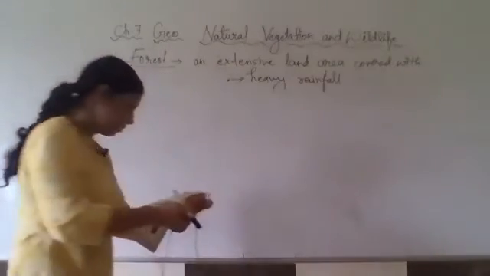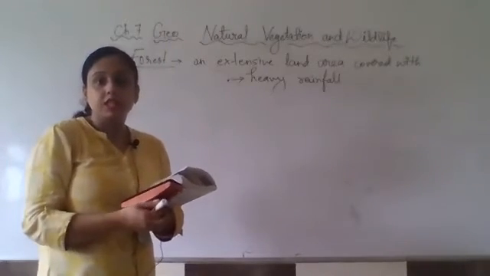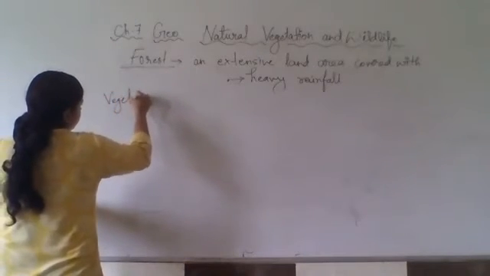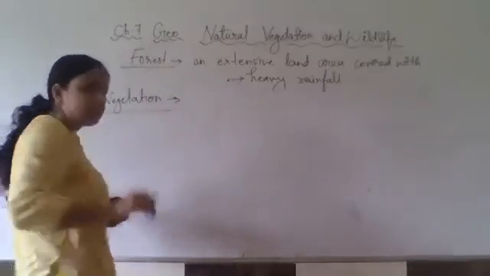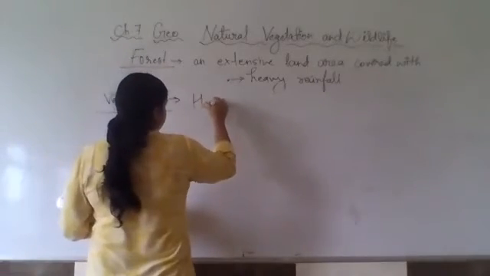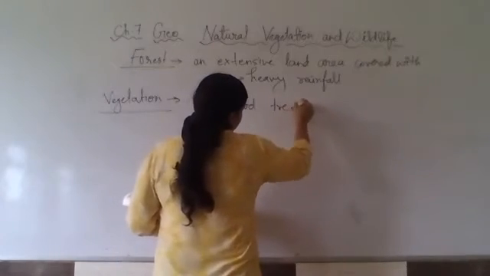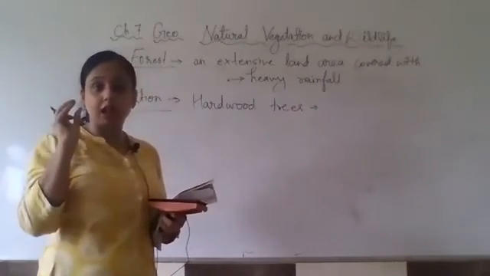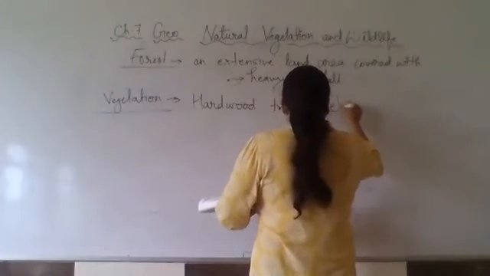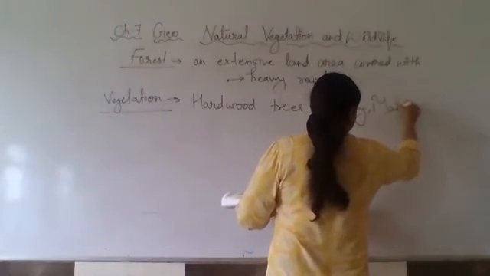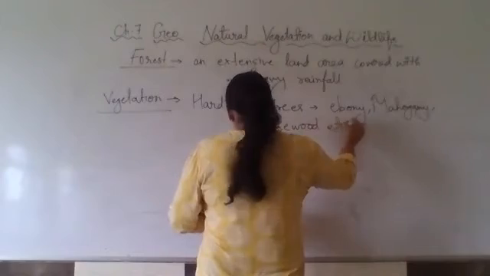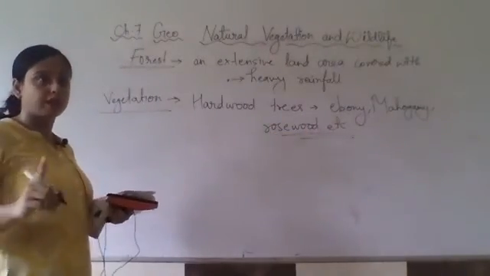Now see, what is the vegetation? Vegetation means the trees and plants which grow there. We'll talk about the vegetation of tropical evergreen forest. Till now we discussed the features and characteristics. Now we will discuss vegetation. In vegetation, hardwood trees are grown. Hardwood trees means trees having hardwood. So in that you have ebony, mahogany, rosewood.